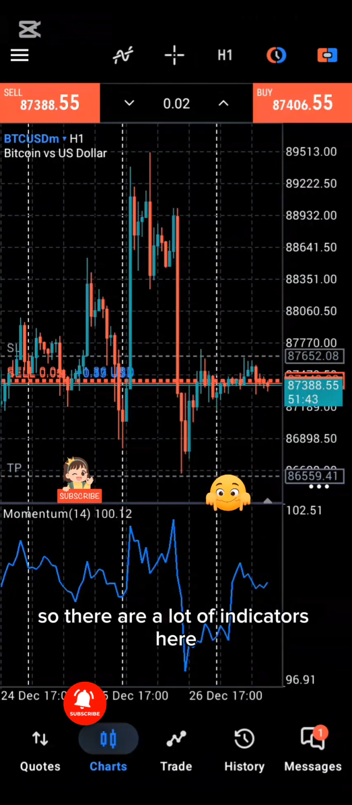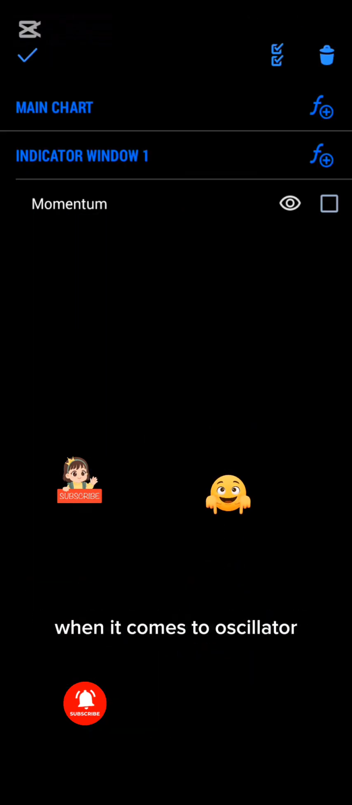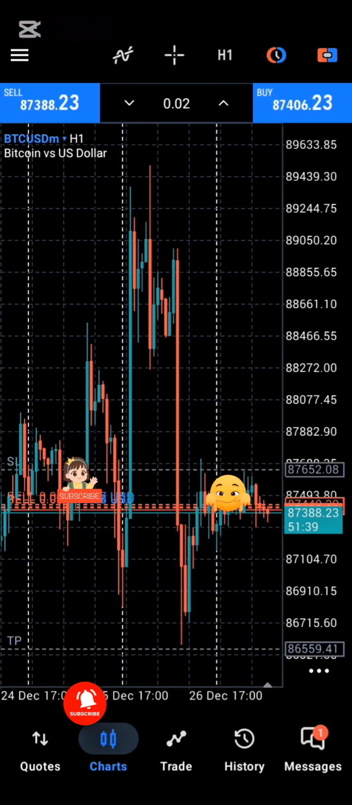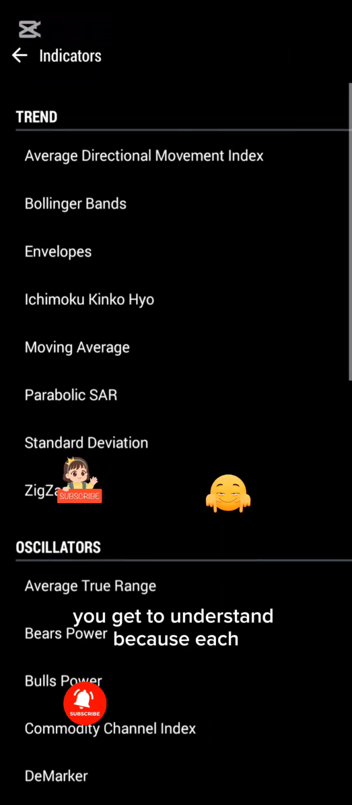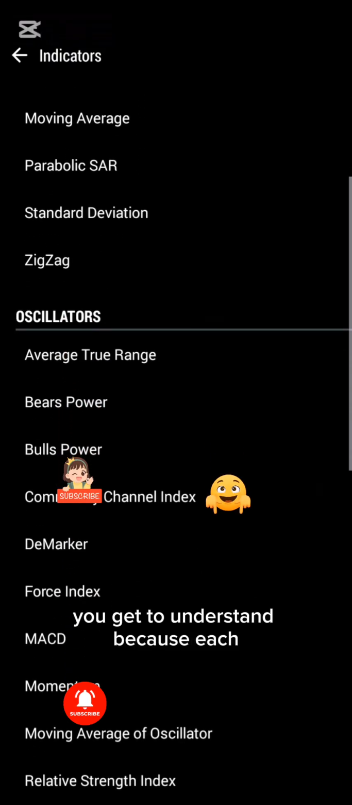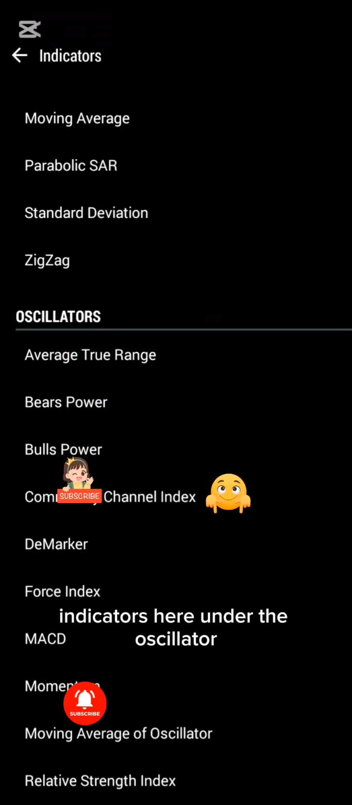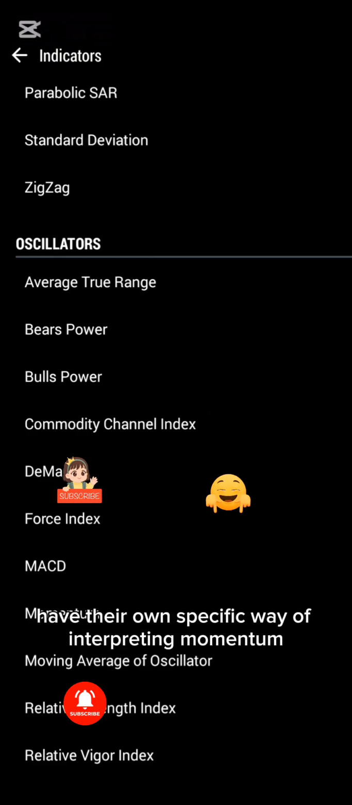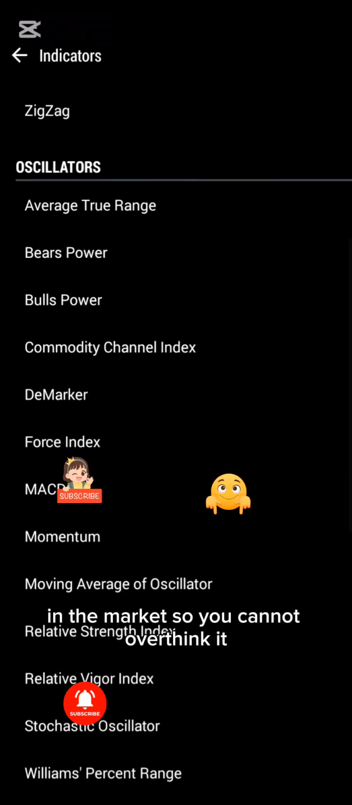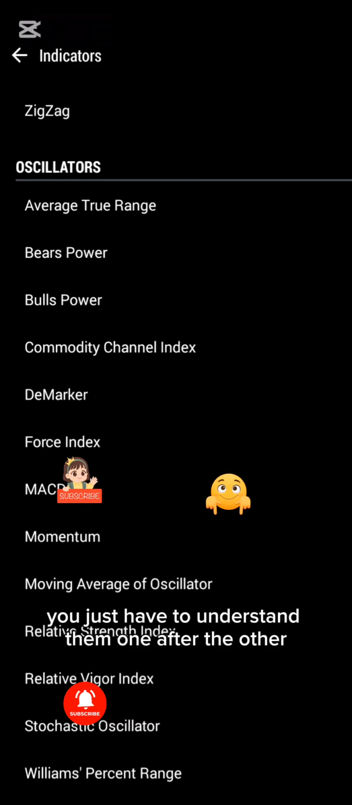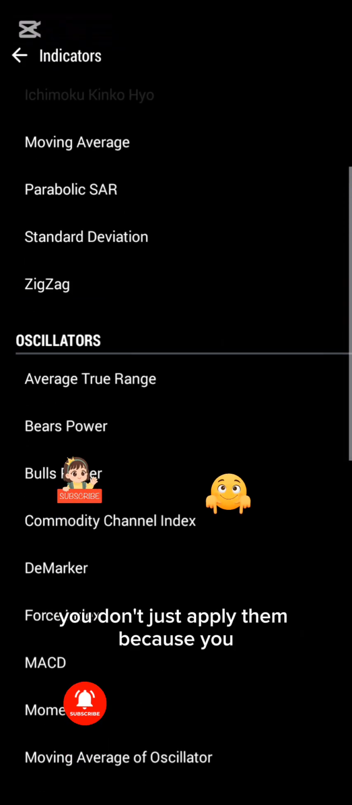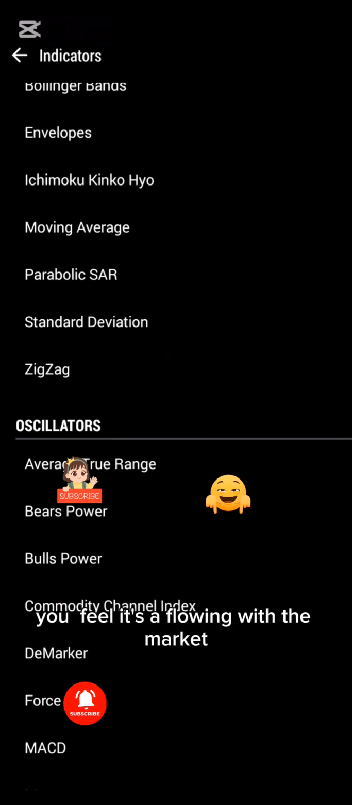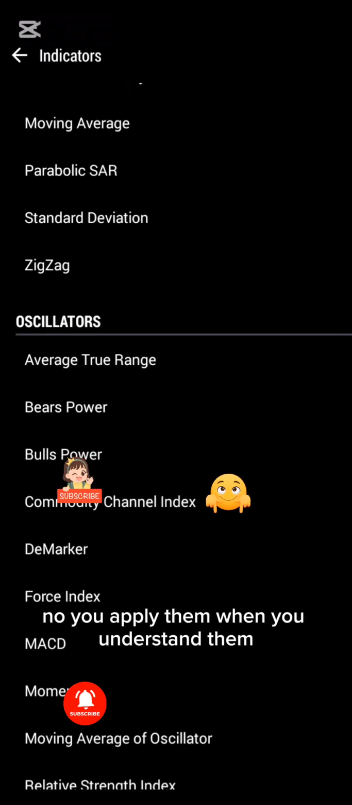So there are a lot of indicators here when it comes to oscillators. As time goes on, you get to understand, because each indicator under the oscillator has its own specific way of interpreting momentum in the market. So you cannot overthink it. You just have to understand them one after the other and know when to apply them. You don't just apply them because you feel it's flowing with the market. No, you apply them when you understand them.